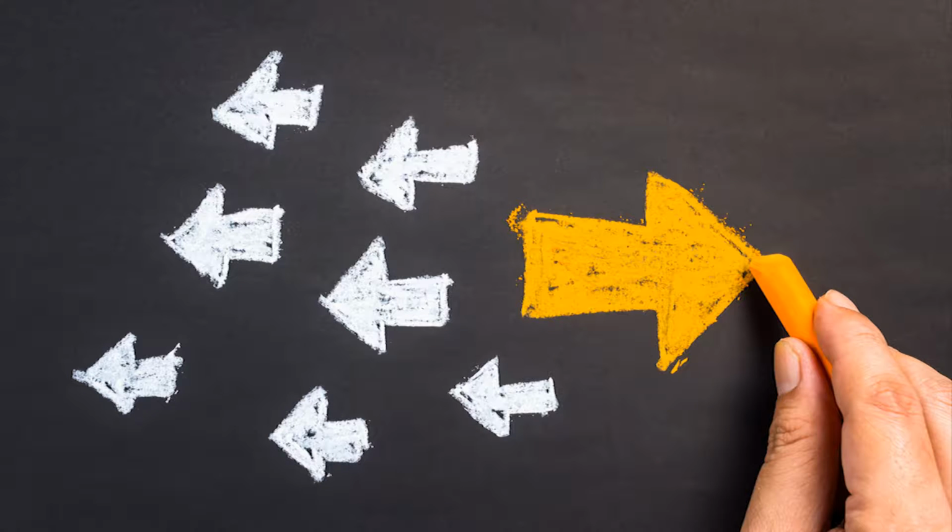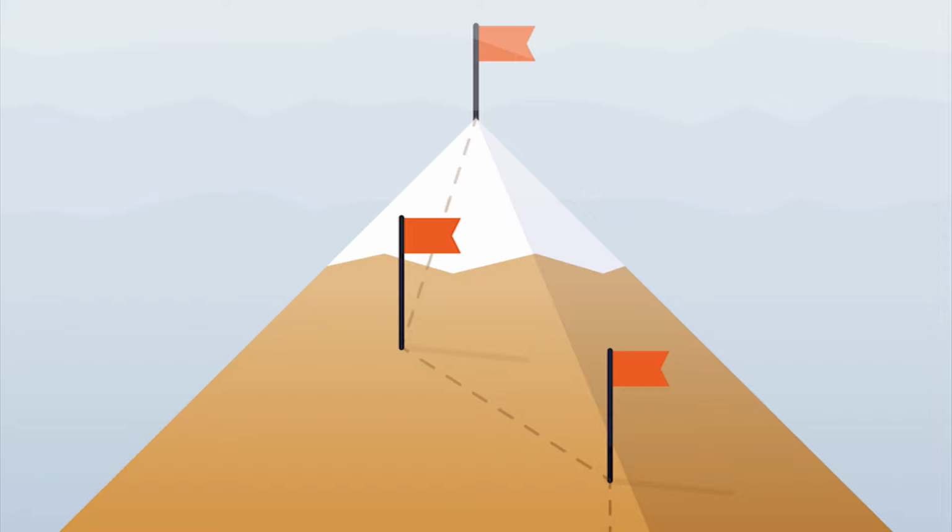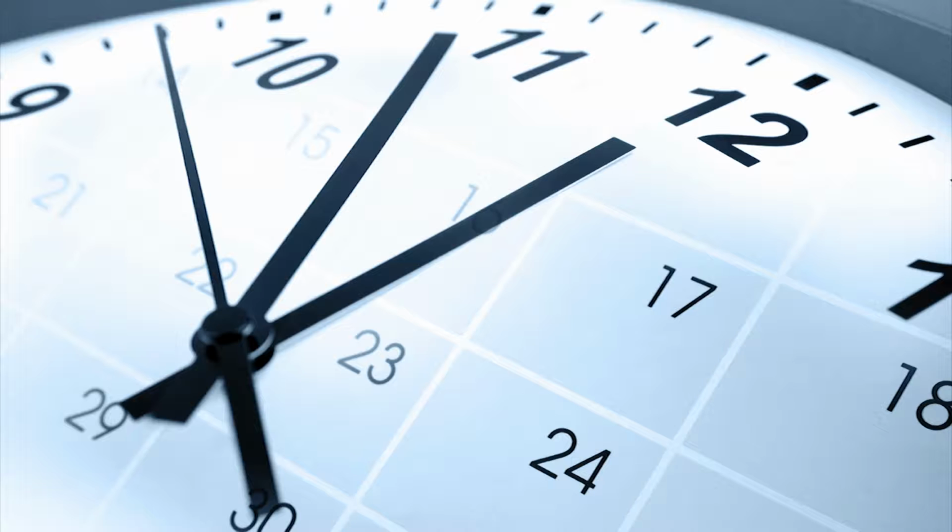S. The goal is specific. There is a tangible way to measure success. M. The goal is measurable. The success of the goal can be measured. A. The goal is attainable. It can be accomplished with people and resources. R. The goal is realistic. It can be completed with people's talents. T. The goal is time-based. There is a specific deadline to complete the goal.